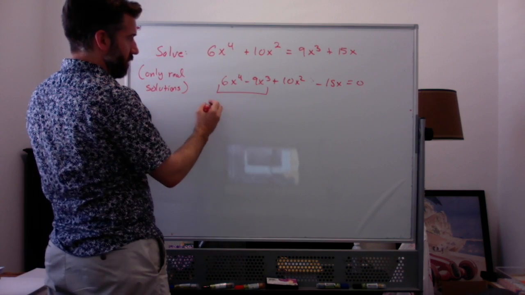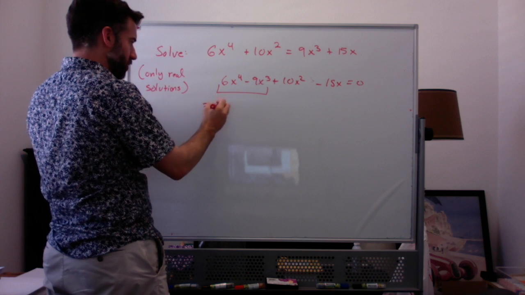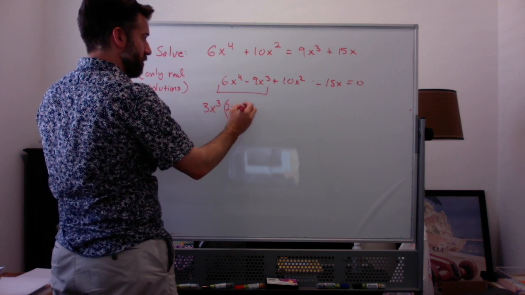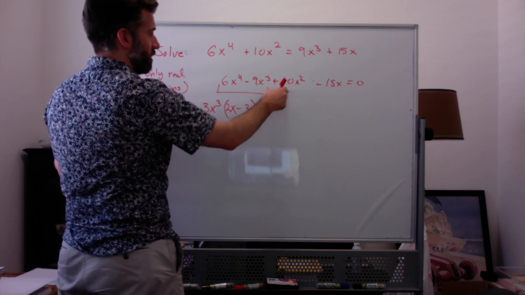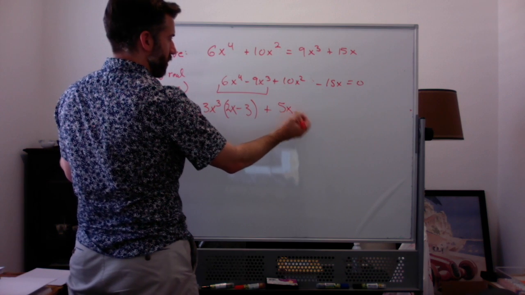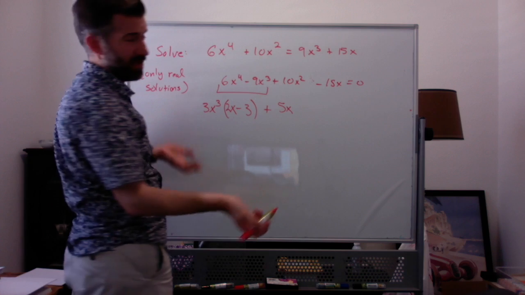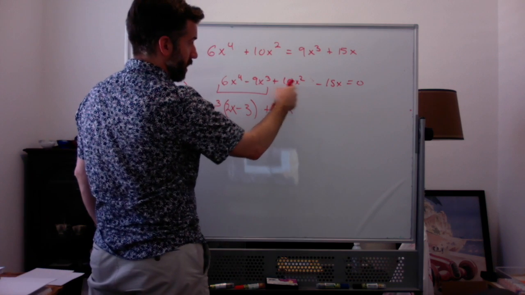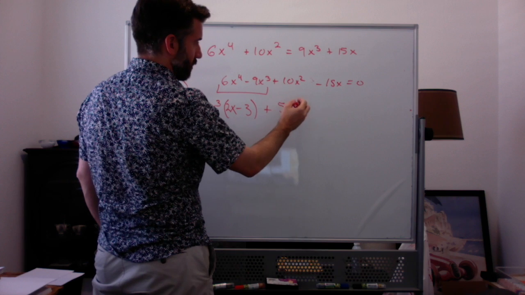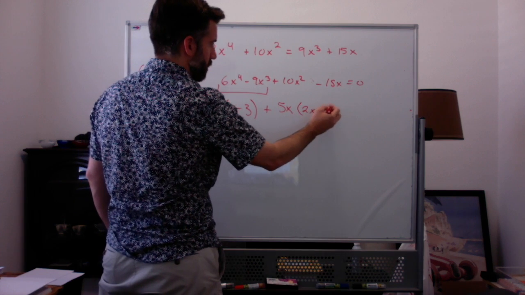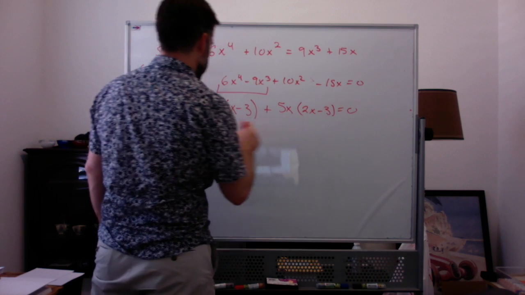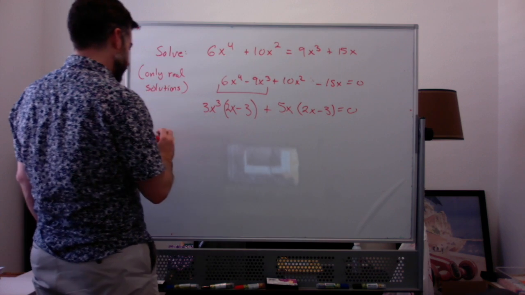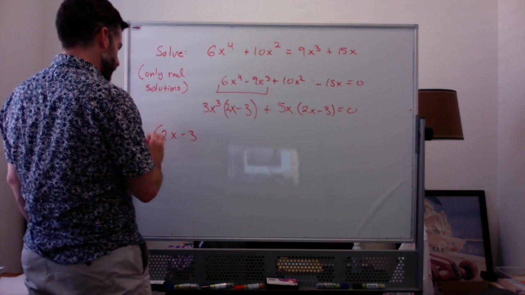Here I can factor out a 3x cubed, and we're left with a 2x minus 3. Here we're going to factor out a 5x, and we're left with a... I guess I could have factored out an x in the very beginning. I guess I'll do that in the next step. So here we can factor out a 5x, and we're left with a 2x minus 3. From each of these, I can factor out a 2x minus 3. Let's not get too complicated and try to do too much.